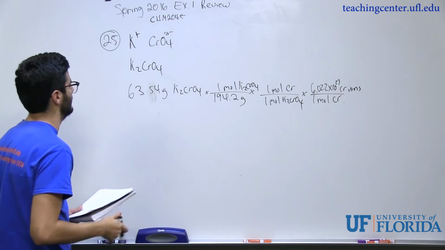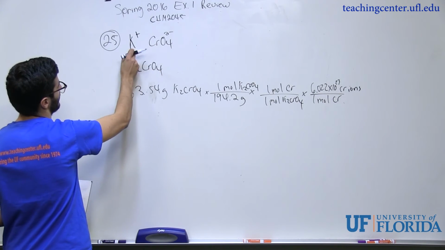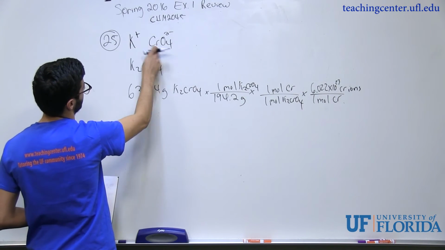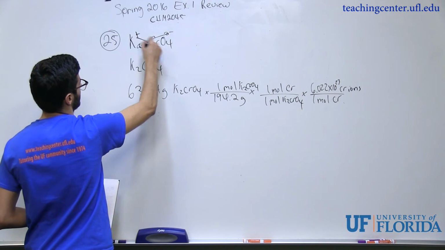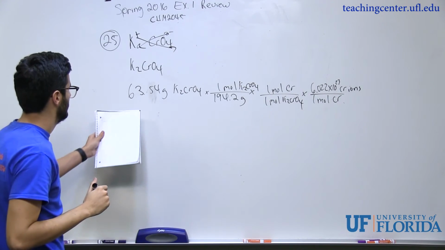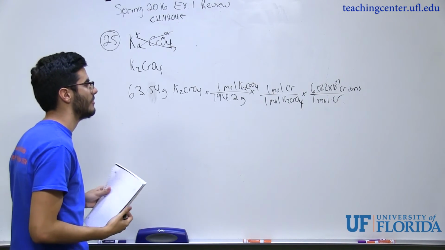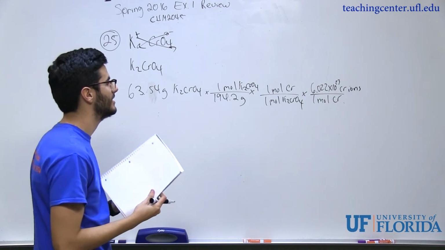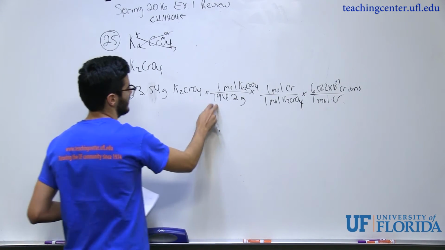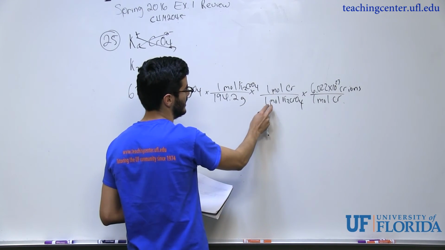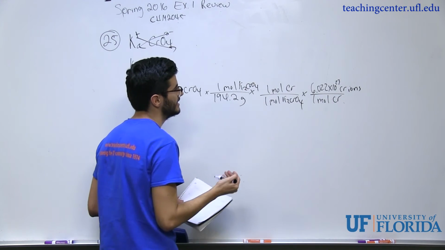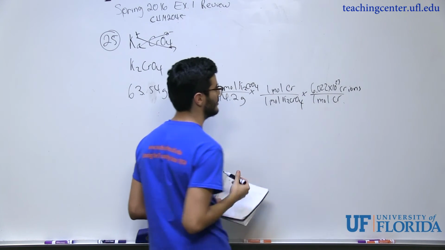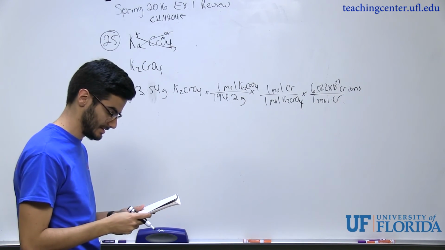So again, let's backtrack here. First off, we have to find what potassium chromate was. This was potassium, this is chromate. We drop the charges. It becomes this. They told you they start with this much potassium chromate. They want to know how many chromium ions we have. So we used the molar mass to go to moles. Then we did a molar ratio within potassium chromate to go to chromium. Then just using the moles of chromium and Avogadro's number, we went to chromium ions.